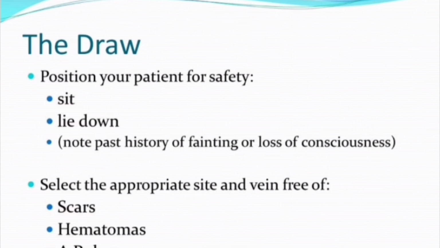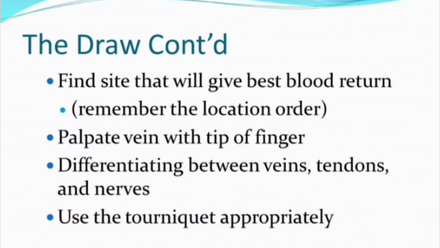Select the appropriate site and a vein free of scars, hematomas, and a pulse. The draw technique could find the site that will give the best blood return. Remember the location order. Palpate the vein with the tip of the finger, differentiating between the vein, tendons, and nerves. Use the tourniquet appropriately.